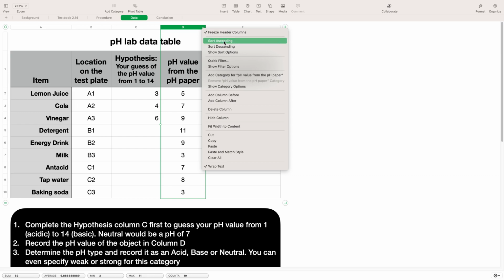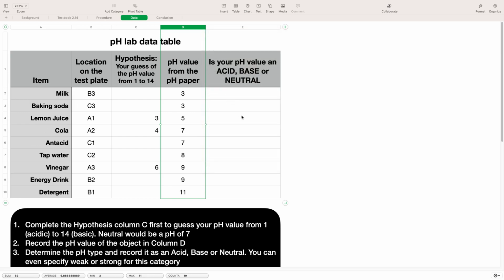So my menu is just a little different. Sort ascending, and boom, it changed everything in numeric order. And it moved the entire row with it when it sorted. So now you can see that the location of the test plate, which used to be A1, A2, A3, and so on, now is out of order because we sorted it by this column. So if you're dealing with thousands of records, you can sort everything in an instant with one command. So spreadsheets are really powerful in analyzing data.